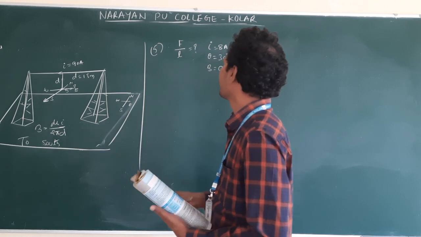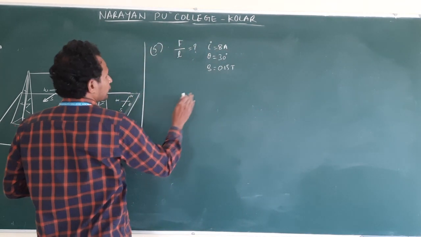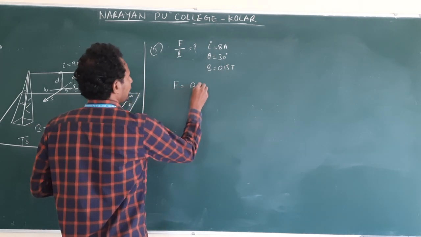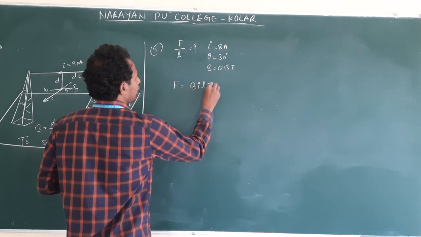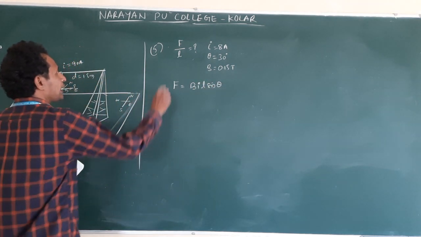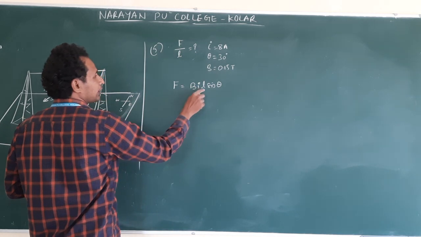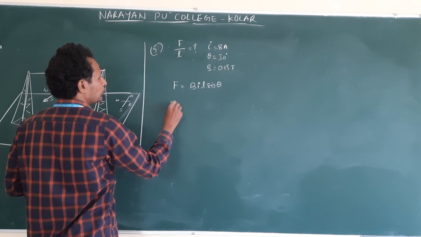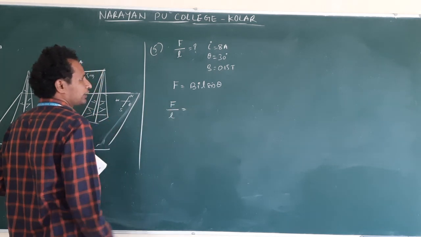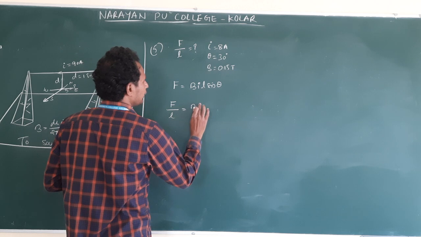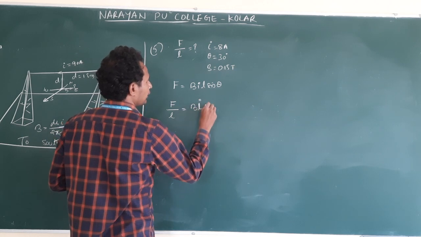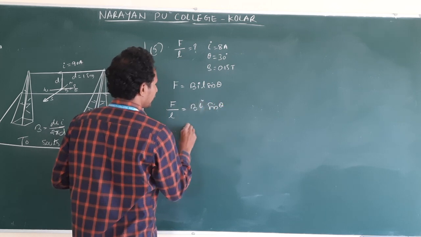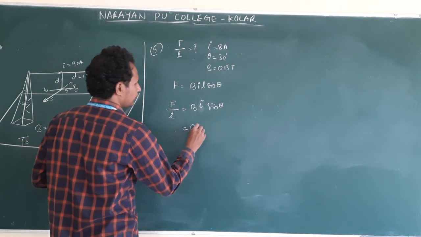0.15 Tesla. So, which formula is that? Force experienced by the conductor, F is equal to BIL sin theta. What are they asking? F by L. Make this into this form, or send L to this side. Move the L to this side. Then what happened? F by L is equal to BI sin theta.